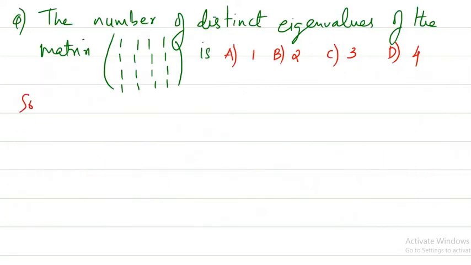So now let us see this particular problem. The number of distinct eigenvalues of the matrix 1 1 1. This matrix contains all the entries as 1. It's a 4 by 4 matrix. So many ideas will come to your mind now. Many people will have at least some intuition if you have followed all the lectures I've given till now.